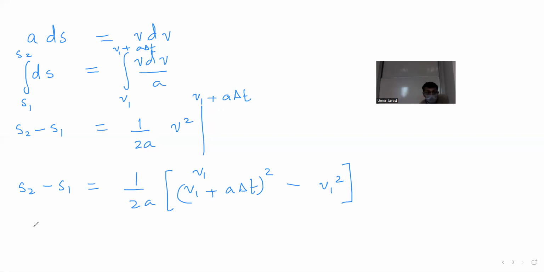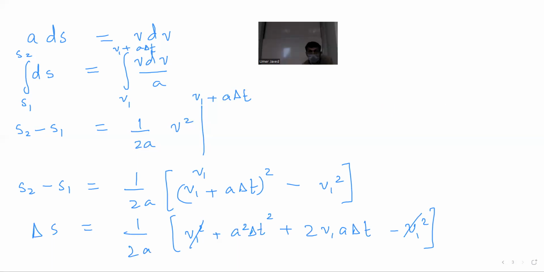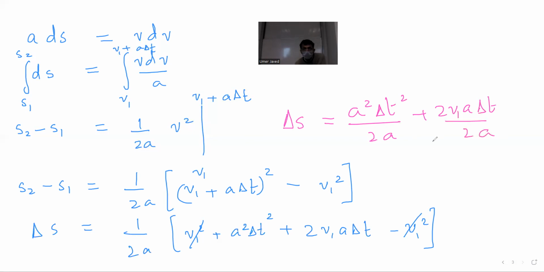Good. So let's do it together. Delta S equal to, thank you, 1 over 2a. Then I have V1 square plus a square delta t square plus 2 V1 a delta t minus V1 square. As one of the students said, I will remove this, nice and beautiful. I have S equal to, oh, what is this? Did I make a mistake? a square delta t square over 2a plus 2 V1 a delta t over 2a.